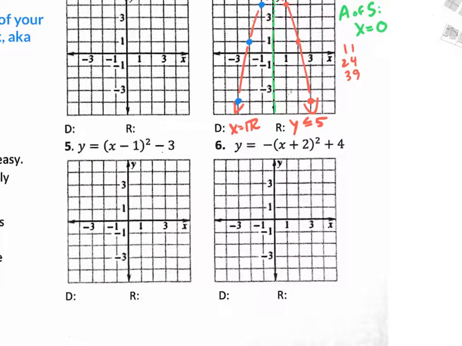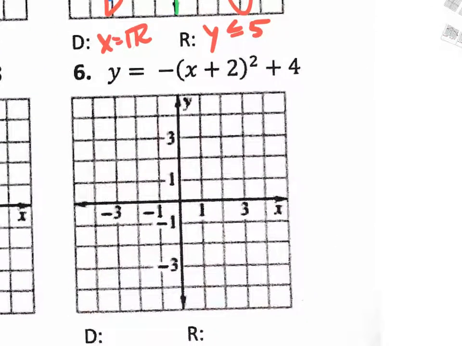Let's take a look at which one, 5 or 6? 6. Let's do 6. All right. So again, what's the first thing when you graph any parabola? Vertex. Everybody put V, put the little coordinate thing right there. And what is the vertex? Negative 2 and 4. Perfect.